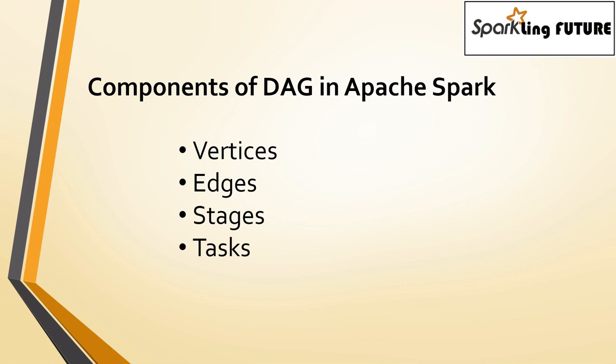Next, what are all the components available in a DAG? The first one is vertices. Vertices represent the individual operations or tasks in the DAG, and each vertex corresponds to a particular computation or transformation applied to the data. Then it will have edges, as every graph has edges. Edges represent the data dependencies between operations, meaning they define the flow of data from one operation to another and ensure that dependencies are satisfied during execution.